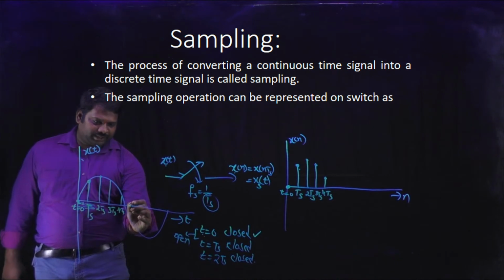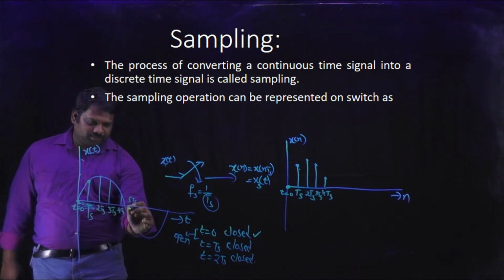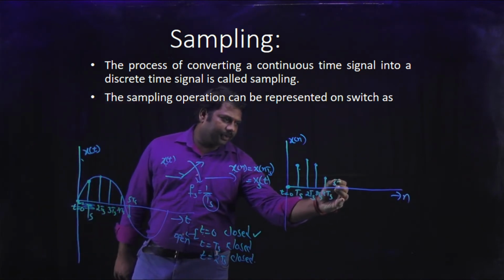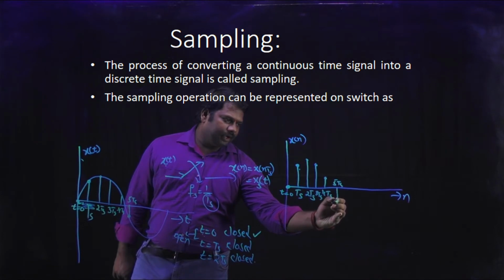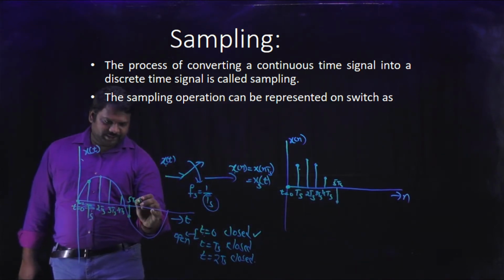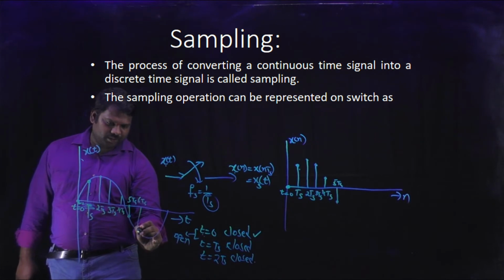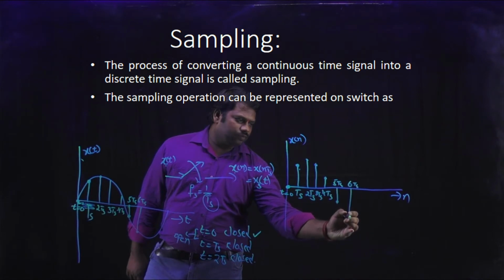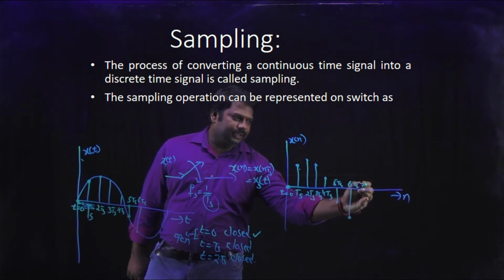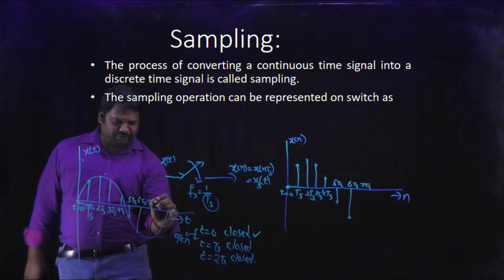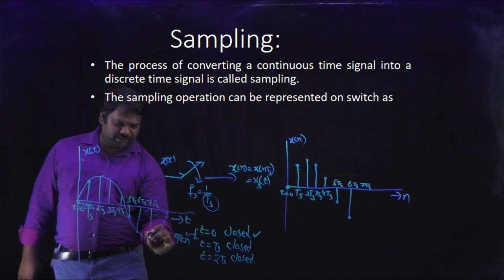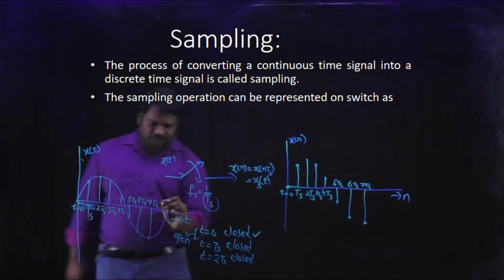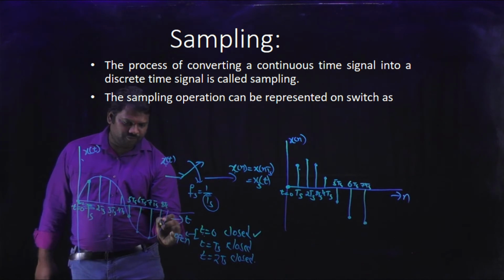Next, at 5Ts, we'll pick up the sample. As the peak is negative, we'll get a negative sample here. Next, at 6Ts, another sample. At 7Ts, another sample, like that. Next, at 8Ts, we'll pick up another sample.